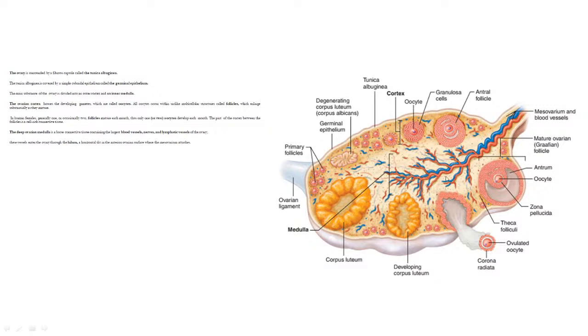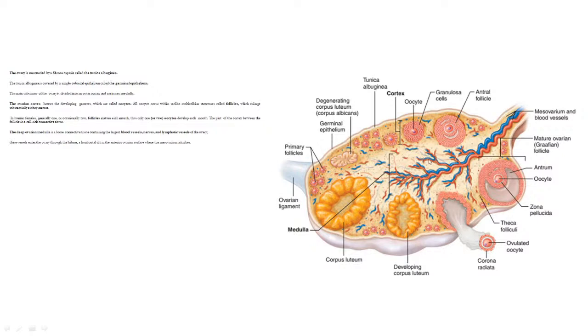Oocytes are located in follicles. All oocytes occur within a sac-like multicellular structure called a folliculus, which enlarges substantially. In human females, generally one or occasionally two follicles develop each month. Thus only one or two oocytes develop each month. The part of the cortex between the follicles is a cell-rich connective tissue.